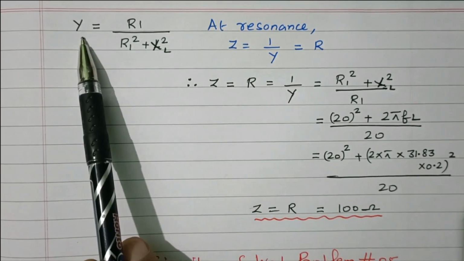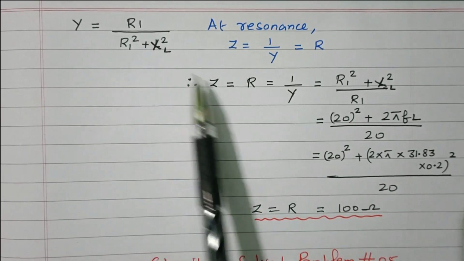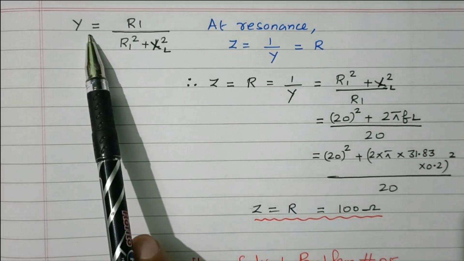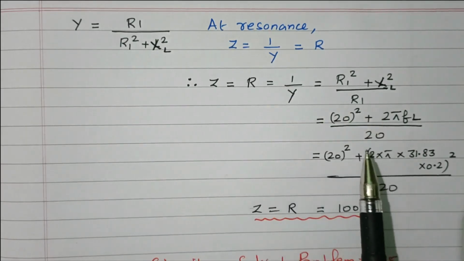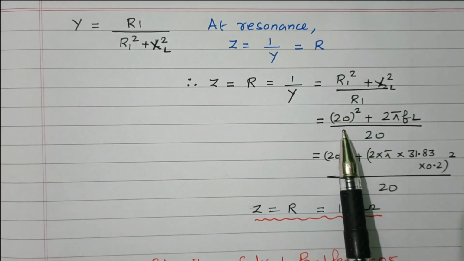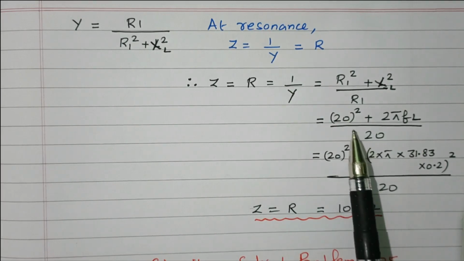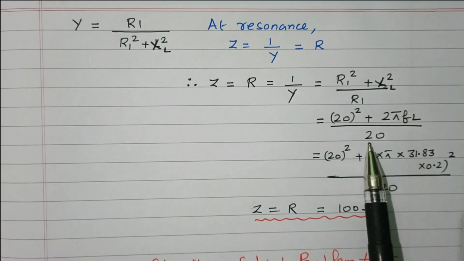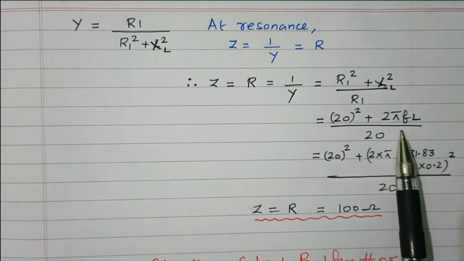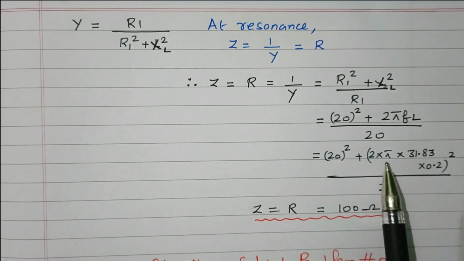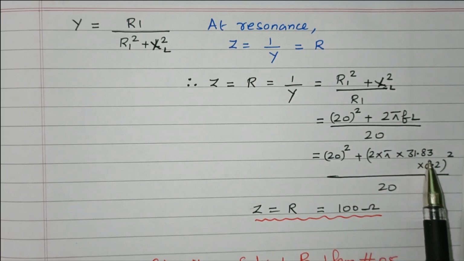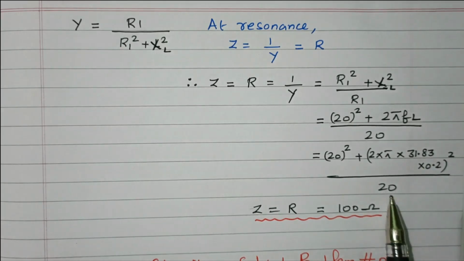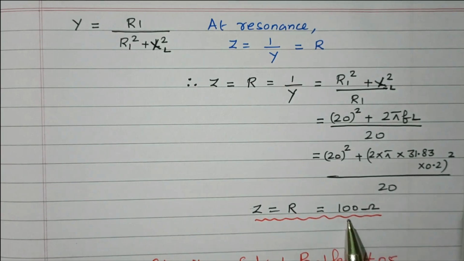Y value is already available. 1 by Y means reciprocal. R1 square plus XL square divided by R1. Right? Y is there, so we can write 1 by Y. Now we'll substitute all the values. R is 20 square plus XL square, which is nothing but 2 pi FL, divided by R1, which is 20. So this FL value is also substituted. 2 into pi into F, 31.83, what we calculated as the resonant frequency, into inductance 0.2, divided by 20. So while simplifying we got 100 ohm.